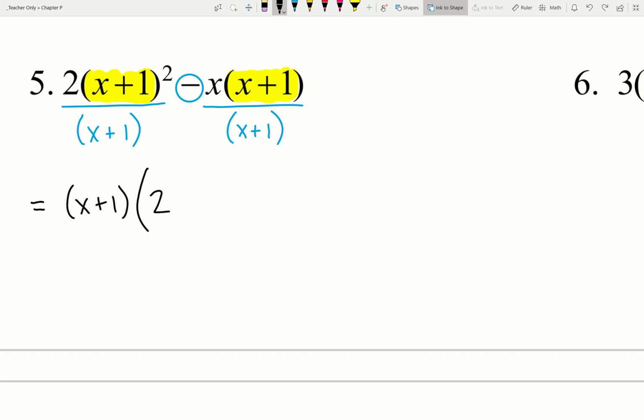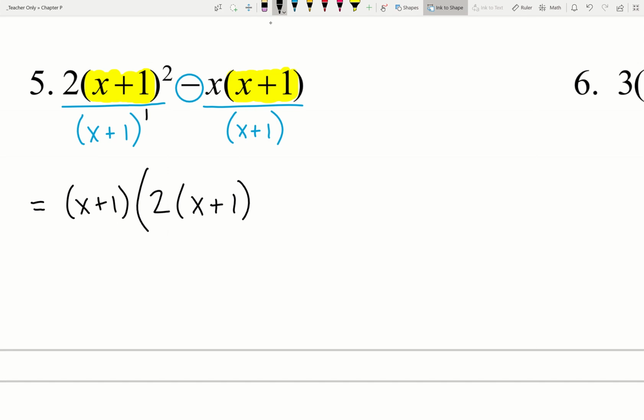And then when I had 2 copies of x plus 1 in the top, it's going to subtract exponents with that base of x plus 1 at the bottom. So I've got 2 minus 1. That's just going to be a single copy of x plus 1 that I'm left with in that first term.